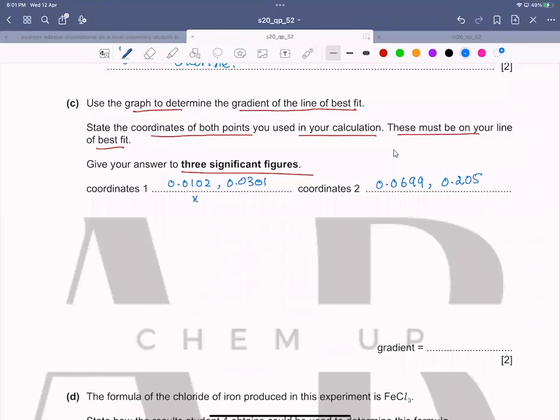Okay. So just find the gradient. It would be 0.205 minus 0.0301, divided by 0.0699 minus 0.010.